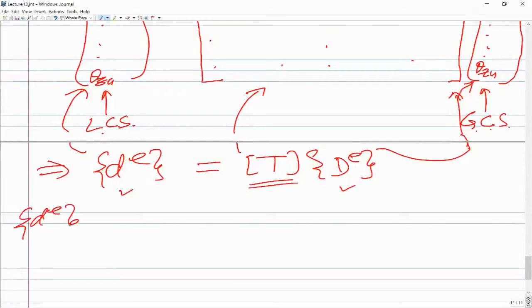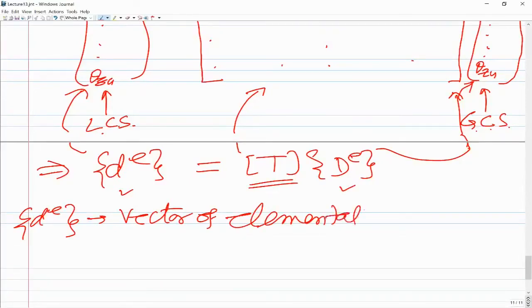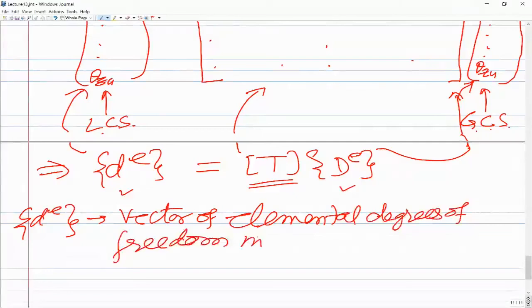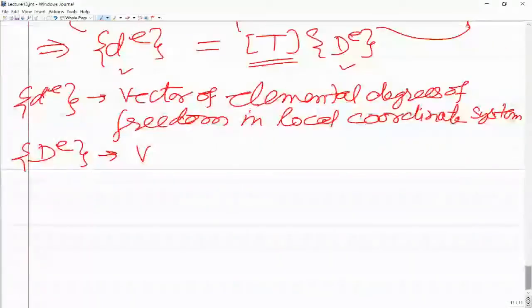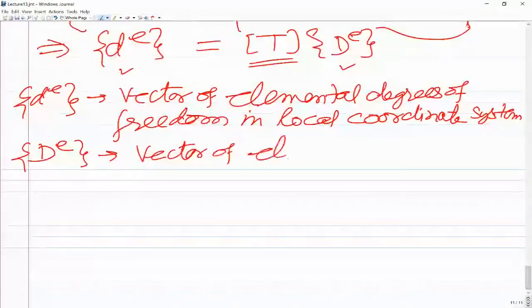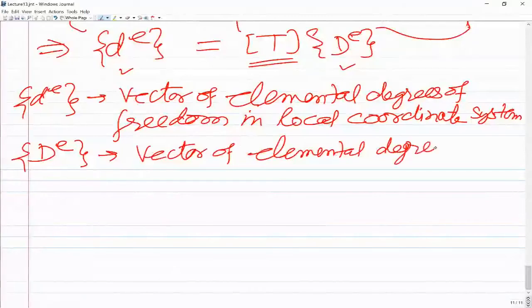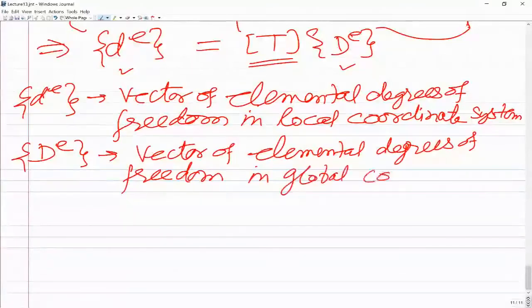So as you know here, this small de is the vector of elemental degrees of freedom in local coordinate system, and capital DE is the vector of elemental degrees of freedom in global coordinate system, and T is the transformation matrix from local to global.